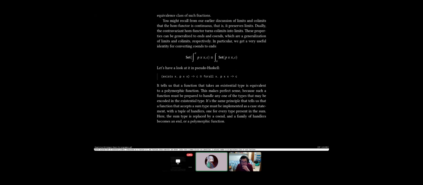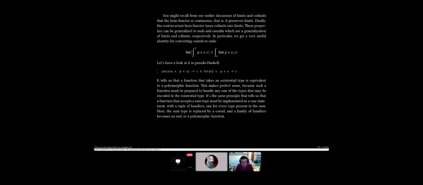You might recall from our earlier discussion of limits and co-limits that the hom functor is continuous in the sense that it preserves limits, and dually, the contravariant hom functor turns co-limits into limits. And these properties can be generalized to ends and coends, which are a generalization of limits and co-limits respectively, and we get this identity that converts one to the other. Limits and colimits use a single vanilla covariant functor, and ends and coends use very nightmarish profunctors. Yeah, the second parameter makes it much harder.